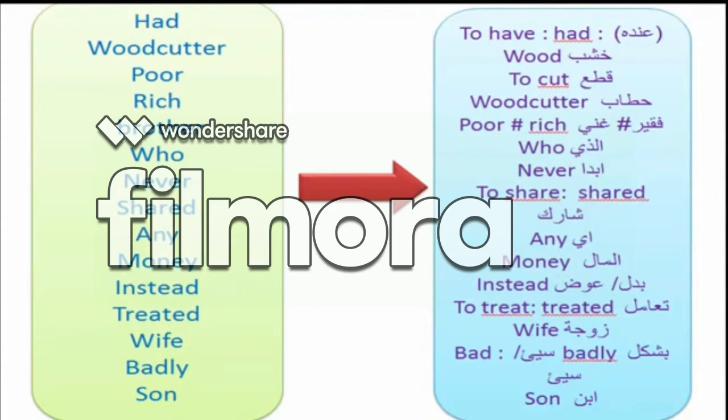We have also the word woodcutter. We can divide it. We have the word wood, معنى الخشب. And we have the verb to cut. Cut means قطع يقطع. But we have a name, لكن لدينا اسم woodcutter معناه الحطاب أو الشخص الذي يقوم بتقطيع الخشب. Woodcutter, double T. And we have also another adjective which is poor, فقير, and rich, غني.